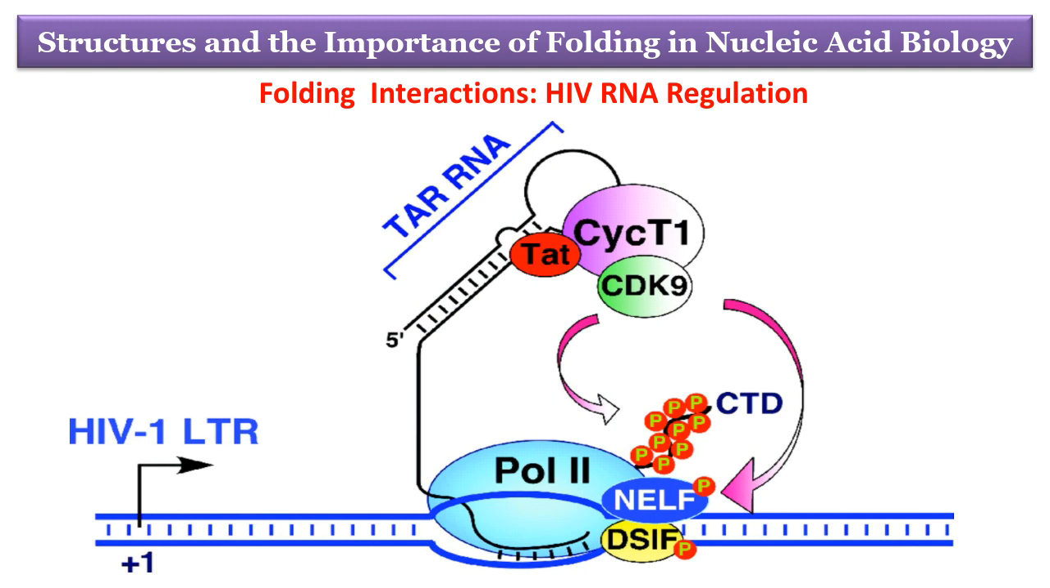The role of the bulge structure is most likely to make the TAT site more accessible, which is otherwise present in dark and narrow major grooves of the duplex. So, this is how foldings and various structures of nucleic acids are important in various bioprocesses.